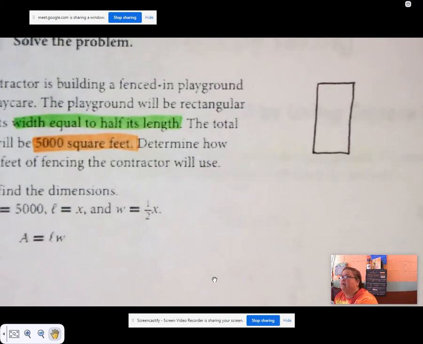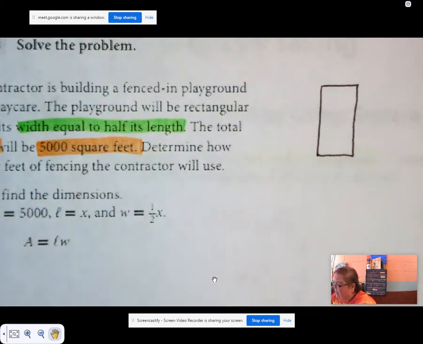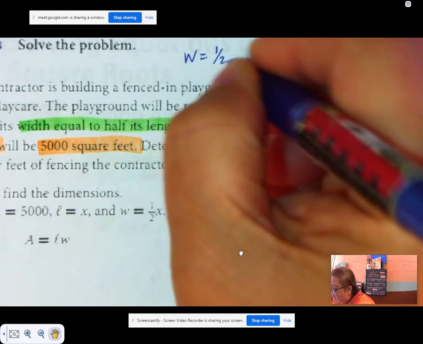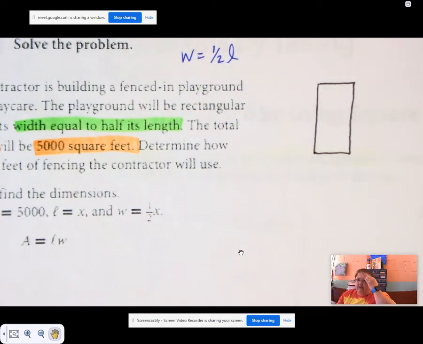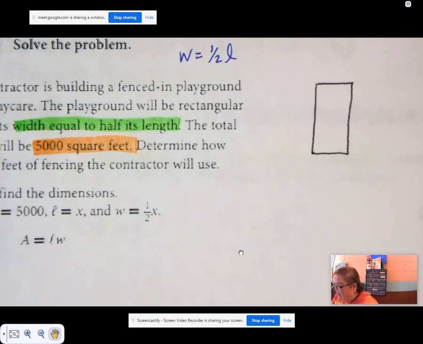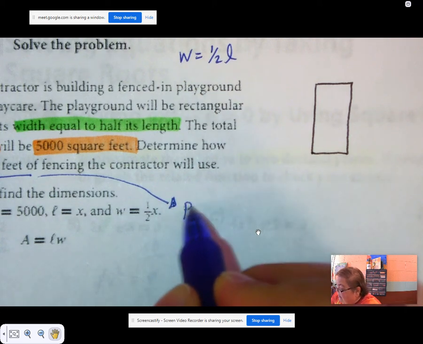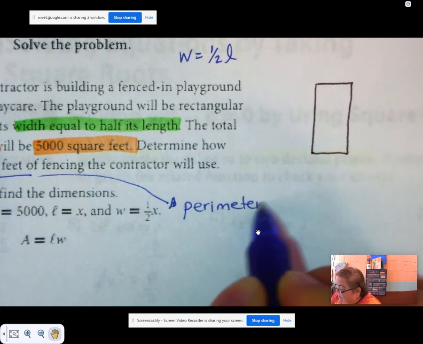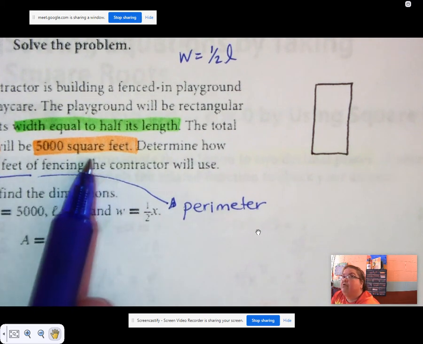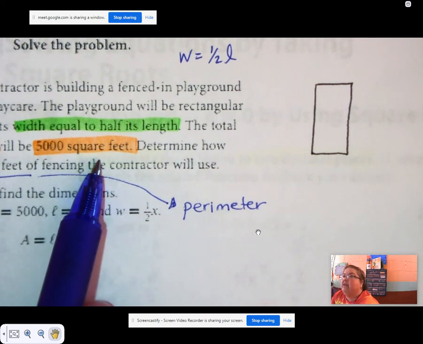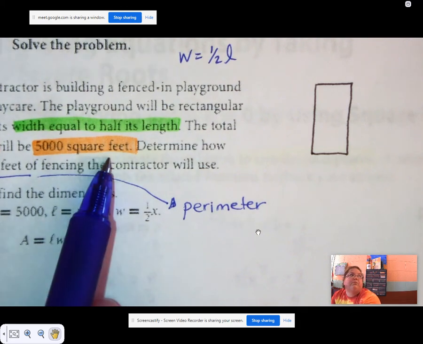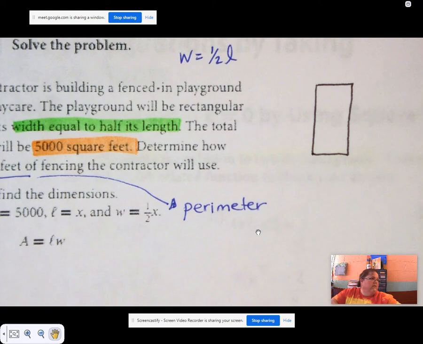Okay. The width equals half the length. Okay, that's good to know. The total area is 5,000 square feet. Determine how many feet we need. So I'm just looking for feet. That tells me I need the perimeter. Feet squared, or square feet, tells me that I need the area because I'm multiplying. Okay, gotcha.